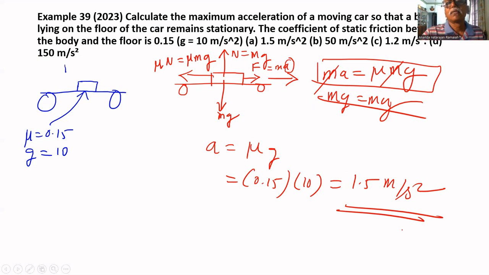Beyond that, this force will be more, the right side force will be more. If acceleration increases, this is less, this is more. That's why it starts moving. Maximum, so 1.5 meter per second square. Therefore, A is the answer.